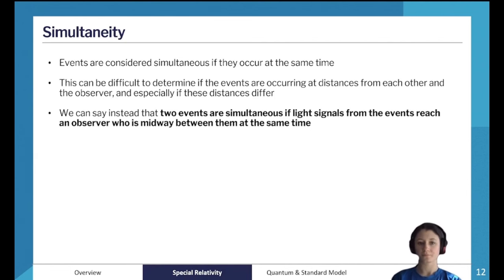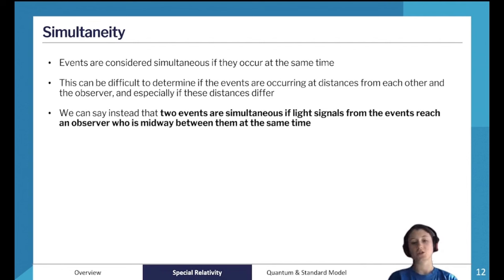So, events are considered simultaneous if they occur at the same time. Right, that makes sense. That's basically what the definition of simultaneous is. However, when we're getting into more of a special relativity context, this can be a little bit more difficult to determine. So firstly, if two events are occurring at distances from each other and the observer, and especially if those distances are different, it's a little bit hard to determine.